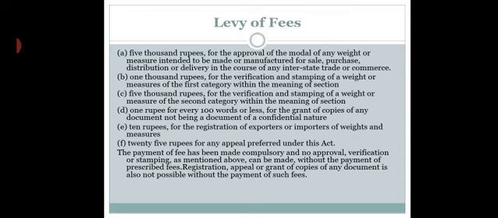Then 5000 rupees for the verification and stamping of weights or measures in the second category within the meaning of the section, 1 rupee for every 100 words or less for granting copies of any document not being a document of confidential nature, 10 rupees for the registration of exporters or importers of weights and measures, and 25 rupees for any appeal preferred under this Act.